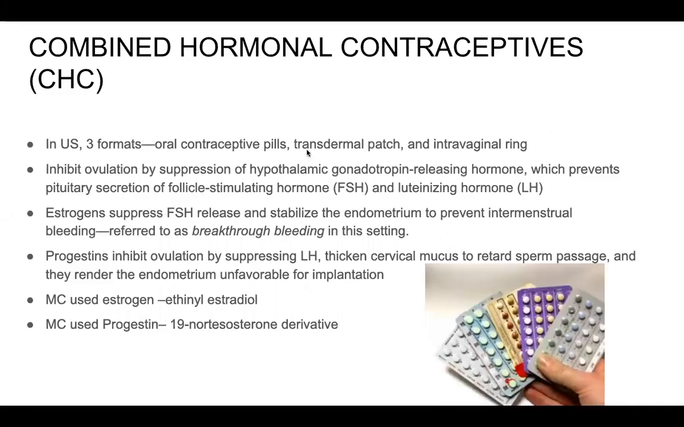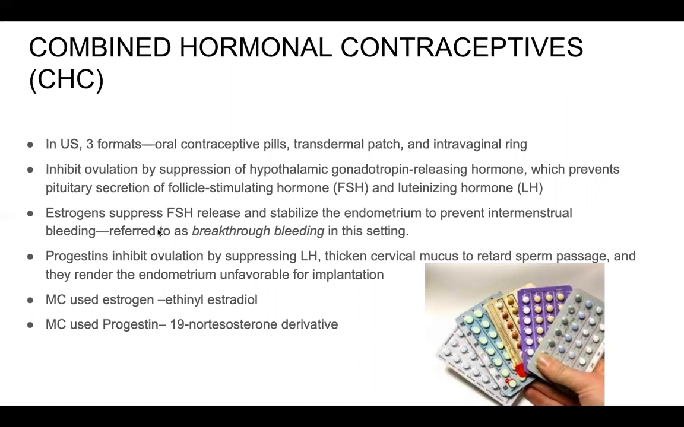So we'll get started with the combined hormonal contraceptives. In the United States, there are 3 forms that you can use: oral pills, transdermal patches, and intravaginal rings. The way that these work is they inhibit ovulation by suppression of the hypothalamic gonadotropin releasing hormone, which prevents pituitary secretion of FSH and LH.